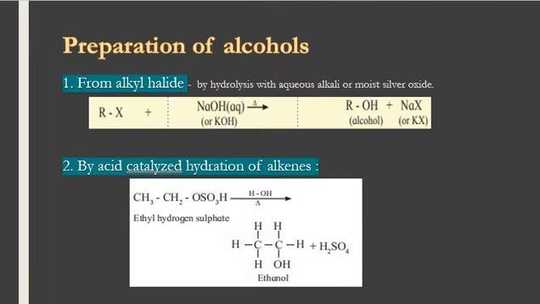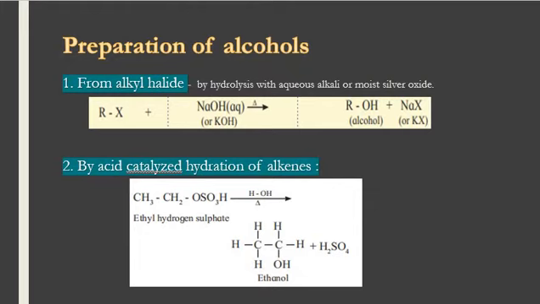So the first method of preparation of alcohol is from alkyl halide. When alkyl halides are hydrolyzed with aqueous alkali or moist silver oxide, we will get alcohols plus the byproduct. If you are taking sodium hydroxide or potassium hydroxide, you will get sodium halide or potassium halide. If you are taking moist silver oxide, you will be getting alcohol along with silver halide.